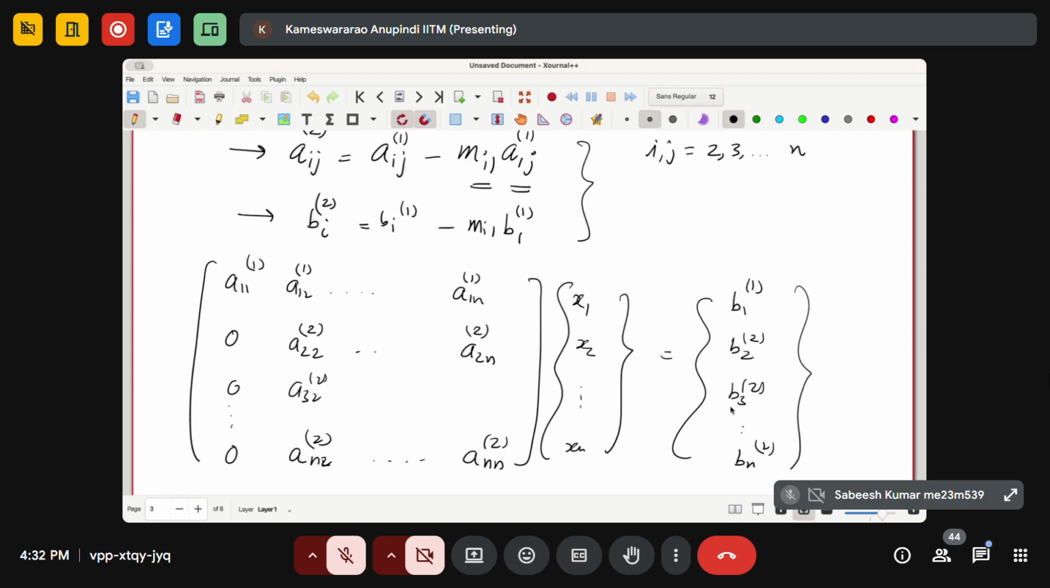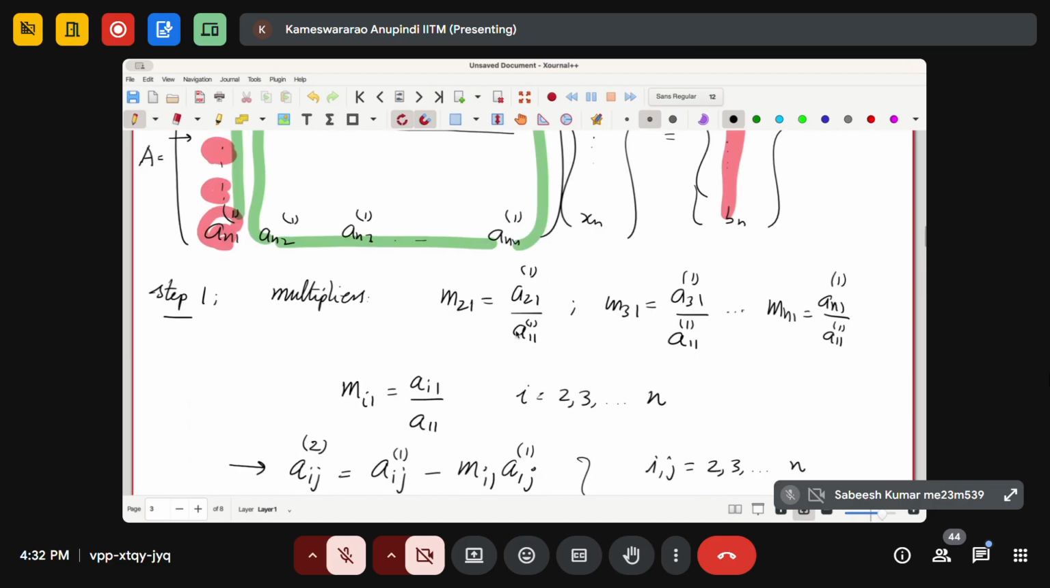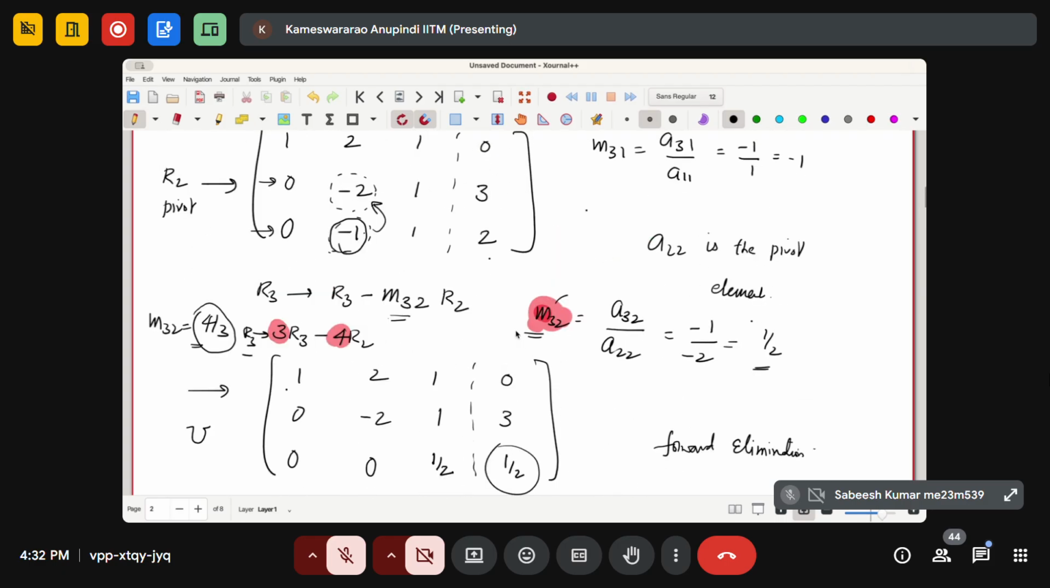That means this is done after the first step, right? First step is over, so we have new values for B's and all these values. These are all new values. This entire, if we had a matrix of n by n, this entire n minus 1 by n minus 1 block is now new values that we have obtained. Is this clear?